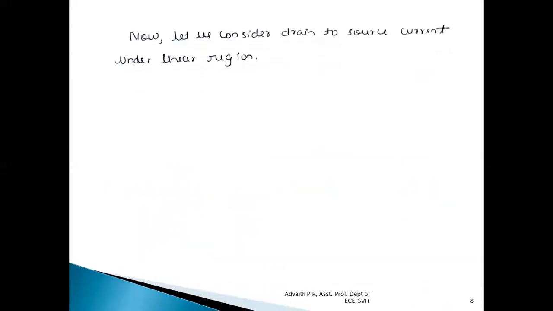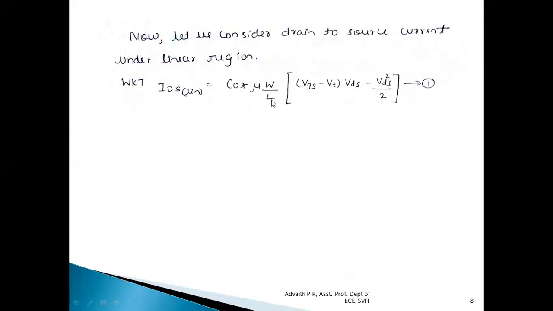In addition to this, let us also focus upon current. Let us consider drain to source current under the linear region. We are already familiar with this particular expression for drain to source current under the linear region of operation. IDS linear is equal to COX into mu into W divided by L multiplied by, VGS minus VT into VDS minus VDS square divided by 2. I'll consider that as equation number 1, where IDS is nothing but the drain to source current.